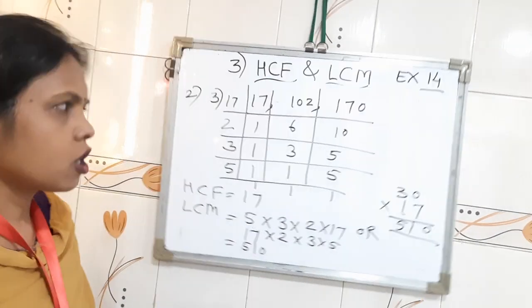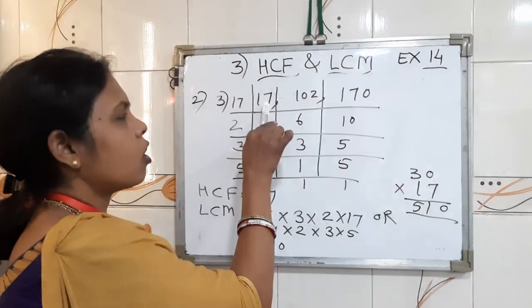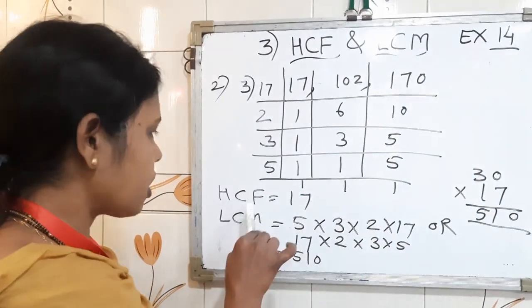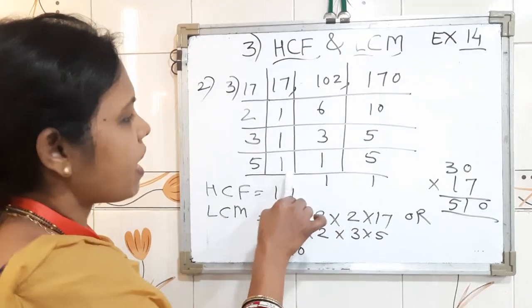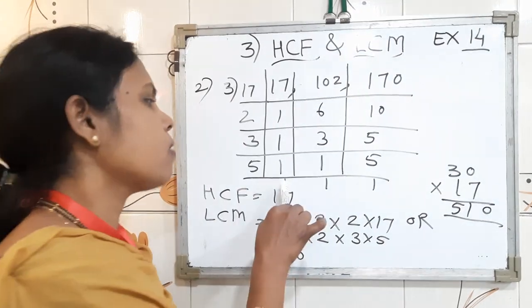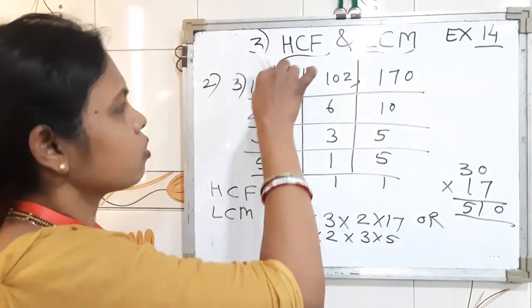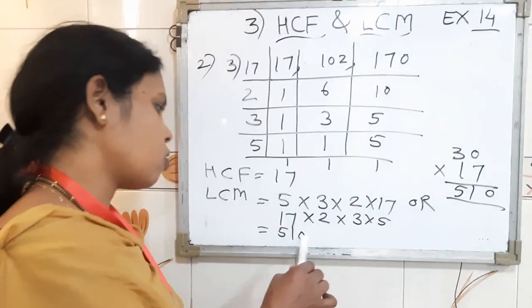So children, whichever number is common for all these given numbers, that one is your HCF. And whichever numbers you are multiplying and finding the factors of till you get 1, the product of all these numbers is your LCM.